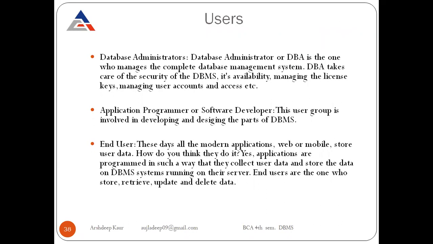Next, we have the users. We have our database administrator. We have discussed in yesterday's class about DBA. DBA is the person that is known as database administrator, and it is responsible for the overall control of the database. It takes care of the security of the DBMS availability, and it is responsible for the overall management of the database. Next, we have application programmers or software developers.